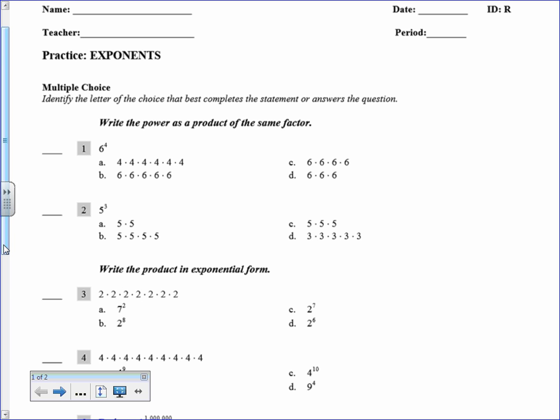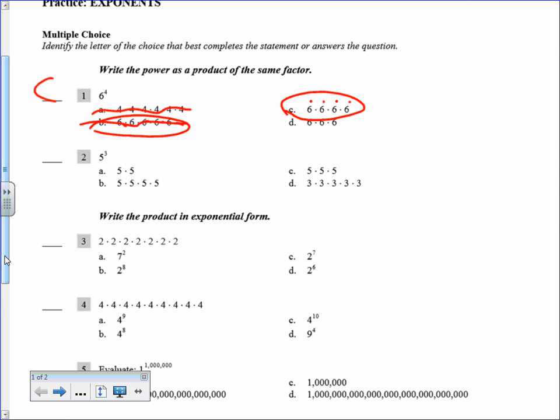But just remember, the base is the factor, right? So the factor is not 4. We're multiplying 6. How many sixes? Let's see. 1, 2, 3, 4. Yeah, that's it. It's B. No, it's not. Count more carefully. 1, 2, 3, 4. That's our answer. C. Right? Count them carefully.